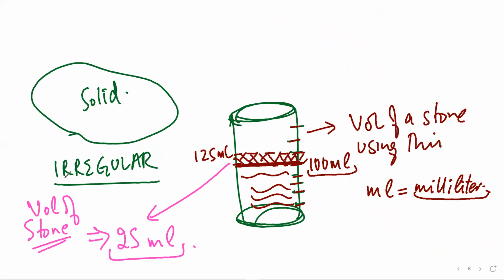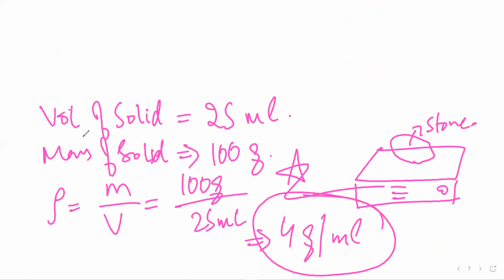Usually they'll give you an experimental setup. These kinds of questions are asked in 9th and 10th class, but just to give you an idea, they might tell you this is the volume rise. Whatever the volume rise is, that would be the volume of the solid. Then using this electronic balance, you may find the mass of the solid.